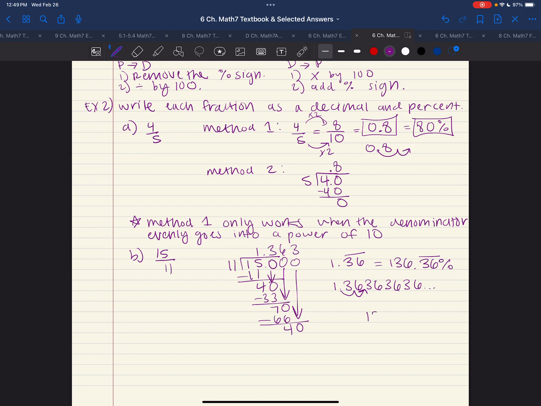Now you would not write it like this, 136% with a repeating sign over the 3 and the 6 in the tens and ones place. You only put the repeating sign after the decimal. So that would not be correct, okay? This would also not be correct if I asked you for the exact percentage because we know that the 3 and the 6 keep repeating. So that would also be a non-example.